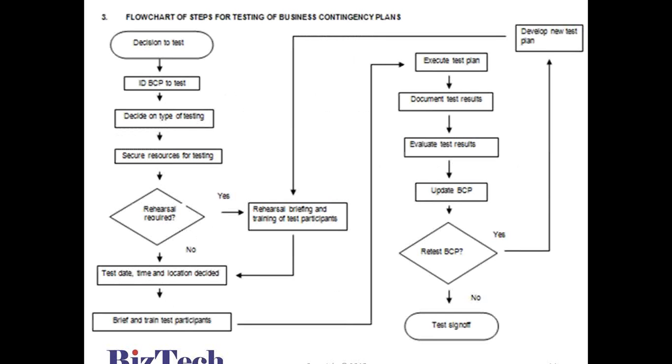This is a sample flow chart for testing. It's pretty overall descriptive: decision to test, identify the BCP to test, decide on type of testing, and then secure resources for testing, and see if you require rehearsal, test date, time, location, brief and train test participants, execute the test plan, document the test. So it's just overall covering what the decision flow should be in testing the business continuity plan.